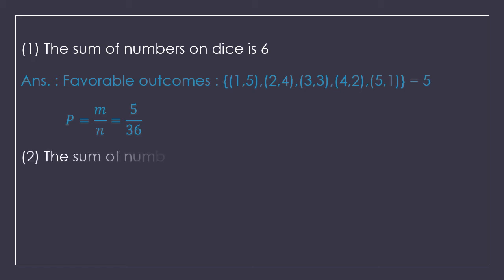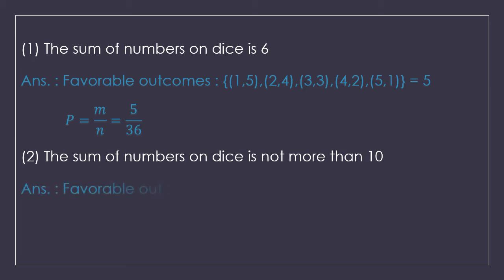The second question is the sum of numbers on dice is not more than 10. Now if you check the sample space, not more than 10 means everything from sum 2, 3, 4, 5 up to 10. It just excludes sum 11 and sum 12. So rather than adding all the events from sum 2 to 10, let's just deduct the events of sum 11 and 12 from the total outcomes. The total outcomes are 36, and the events more than 10 are sum 11 and sum 12, that is 2 plus 1, 3 events. So 36 minus 3 events will make it 33 events.